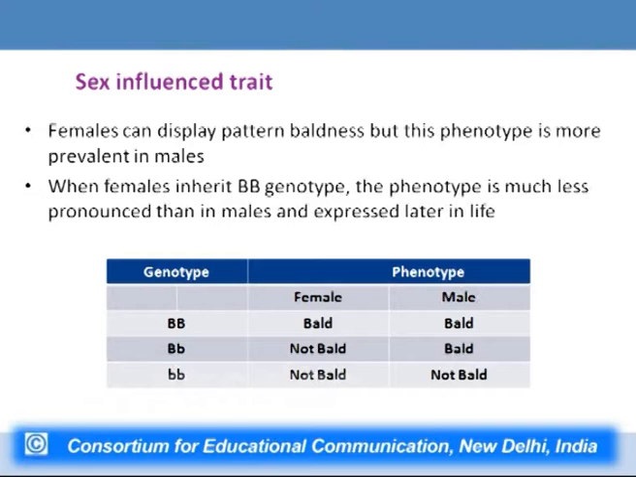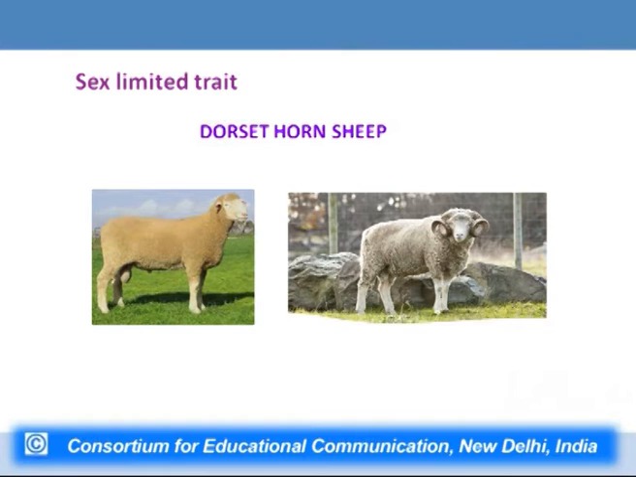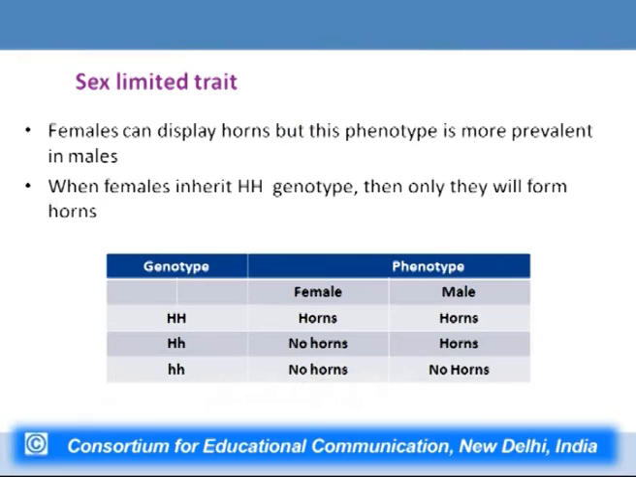Similar is the case with the appearance of horns in Dorset horn sheep. Females will have horns only when the gene is present in the homozygous dominant condition, whereas males can show this phenotype even in the heterozygous condition.